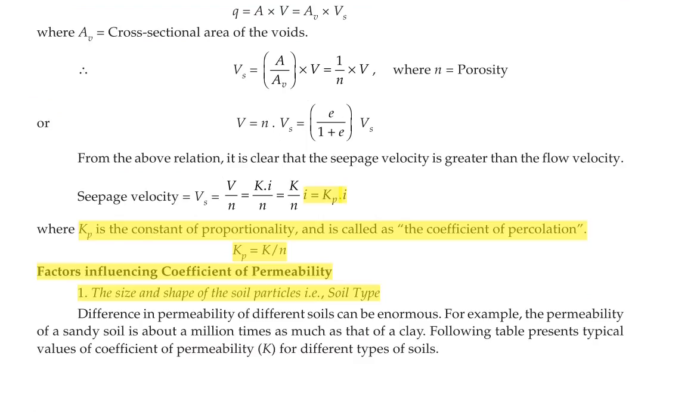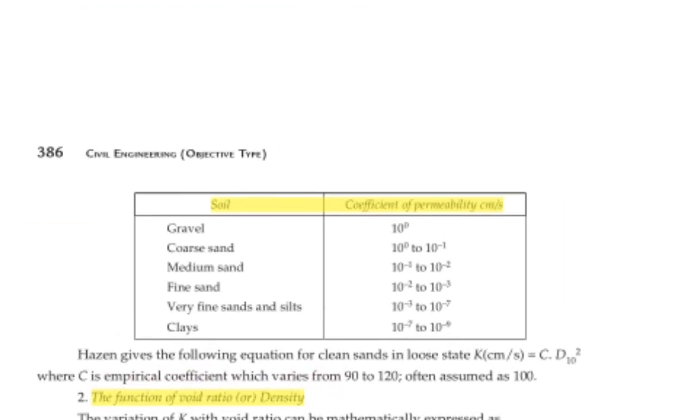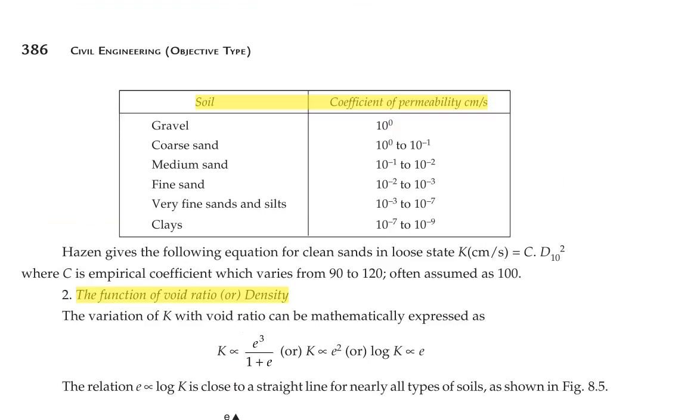Next, we are going to see the factors influencing the coefficient of permeability. First one, the size and shape of the soil particles, that is soil type. There are different types of soils having different coefficients of permeability. Let me see. Gravel has a coefficient of permeability of 10 to the power 0 centimeter per second. Coarse sand has a coefficient of permeability of 10 to the power 0 to 10 to the power minus 1 centimeter per second. Medium sand, the coefficient of permeability is 10 to the power minus 1 to 10 to the power minus 2 centimeter per second.